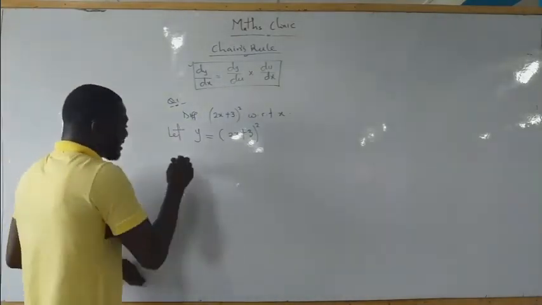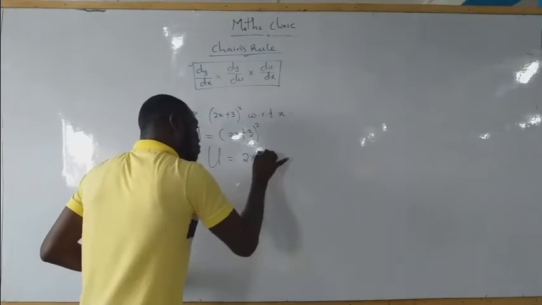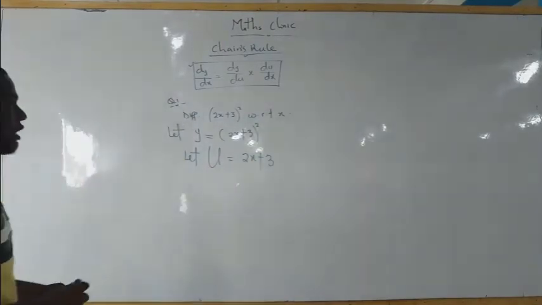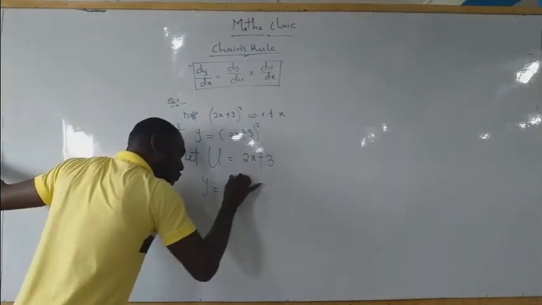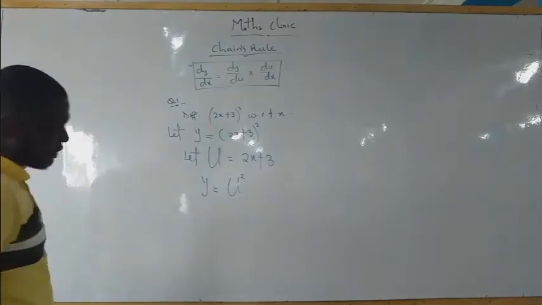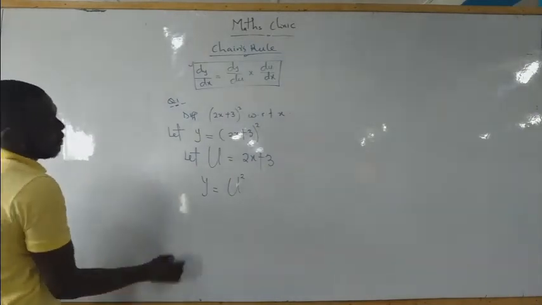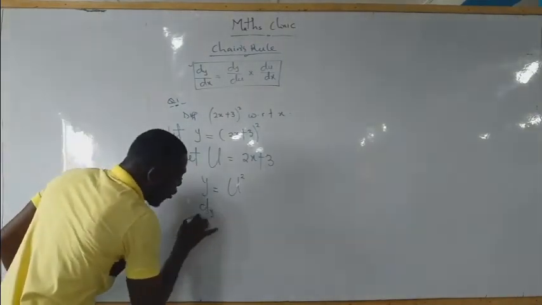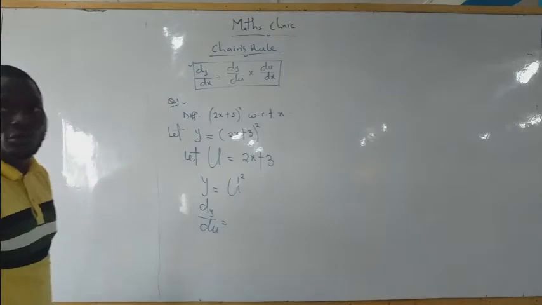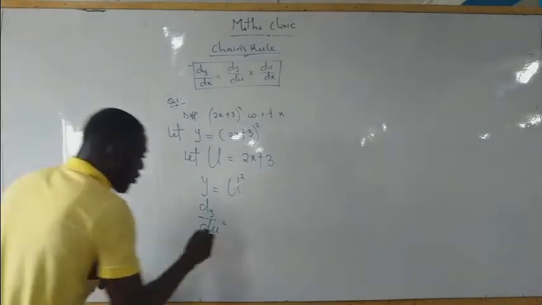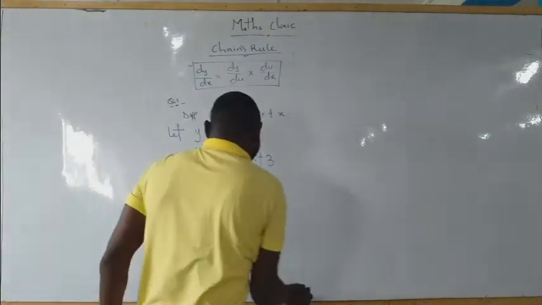So from here we can say let u equal 2x plus 3, meaning that y will be equal to u raised to power 2. So from there we can have dy over du, that is y with respect to u. That will give us 2u.